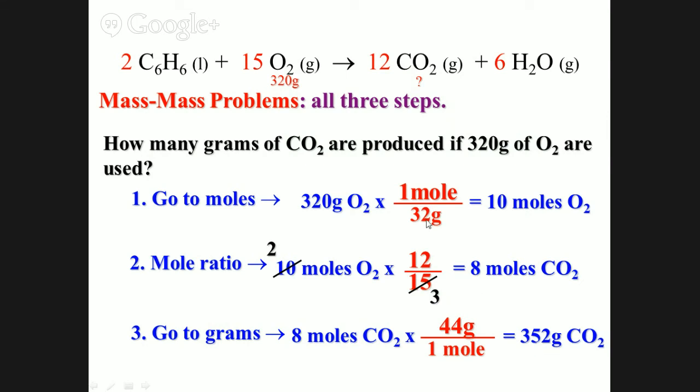So we've already been doing step 1. We've already been doing step 3. Step 2 is the new part, and step 2 uses the equation to tell us, it's our recipe.